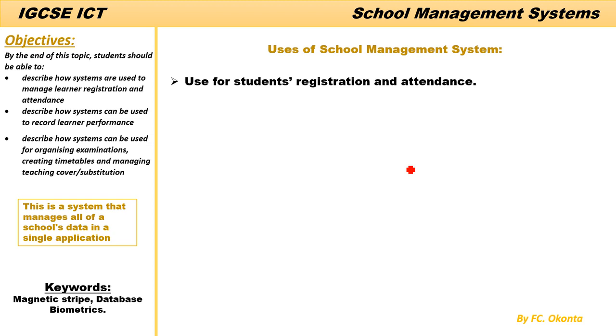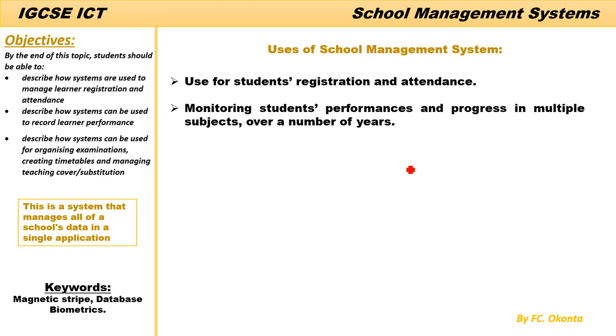Another use is monitoring of student performance and progress. The school management system can be used to monitor how you are progressing. From Christmas term to summer term, are you improving, or are you declining? Because the data are present in the school management system, we can see a graph. The school management system can produce a graph where we'll be able to see if you are making progress with your academics or with your scores and all of that.